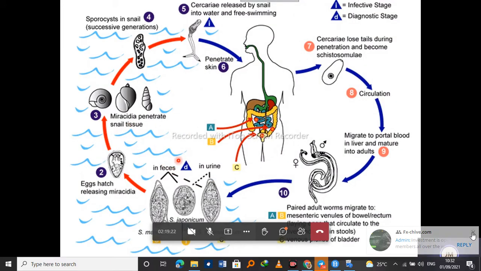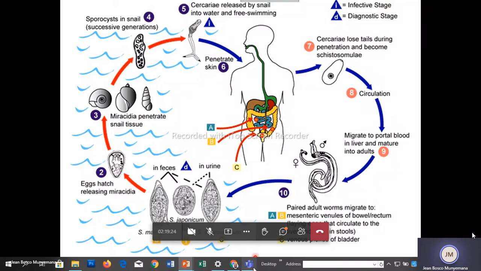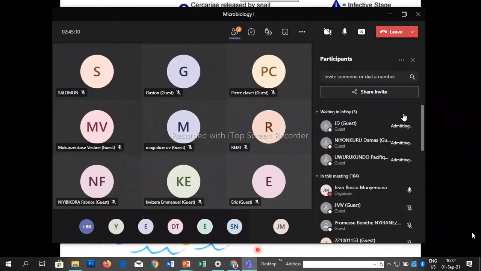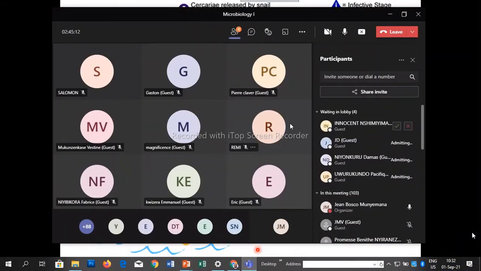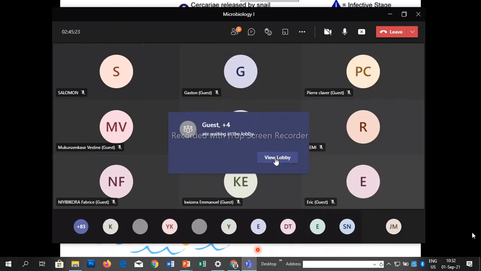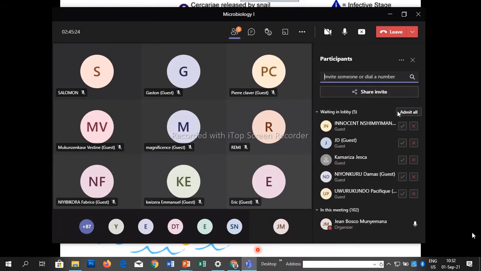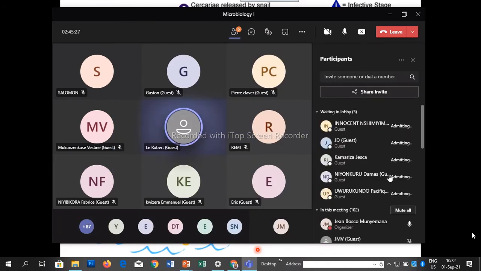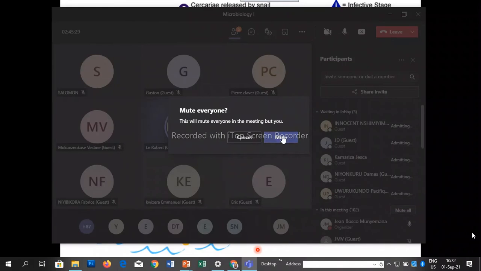If we understand this life cycle well, it will help us understand the subsequent life cycles of these schistosomes, because they have almost the same life cycle. The difference is somehow the intermediate host.